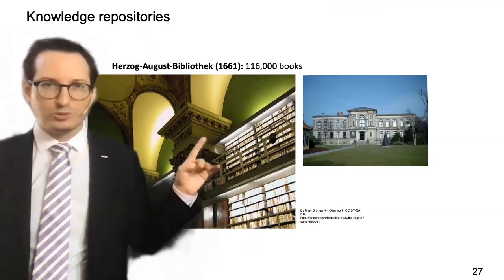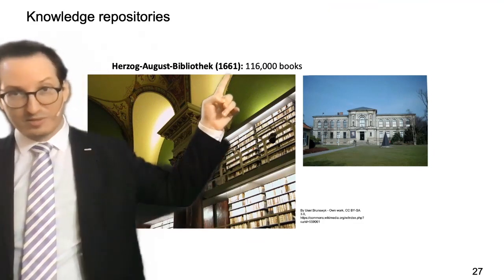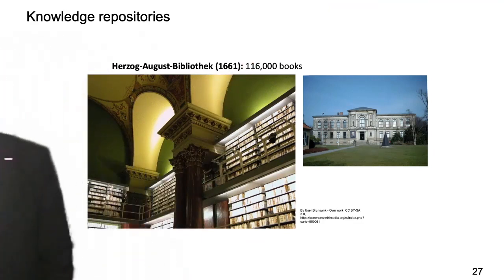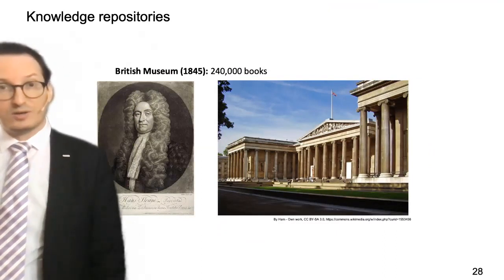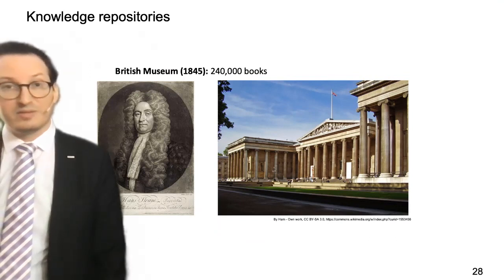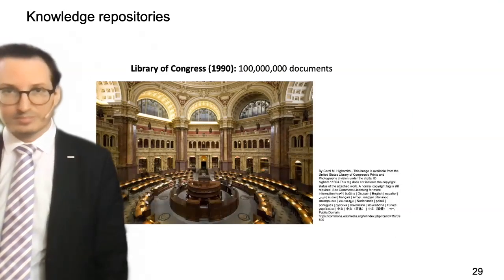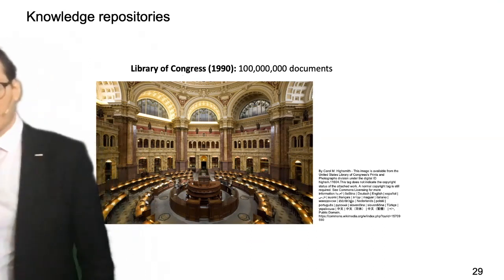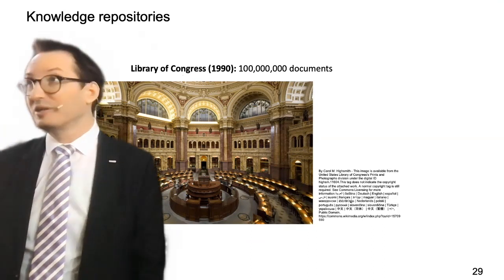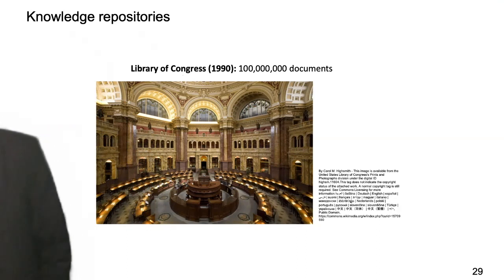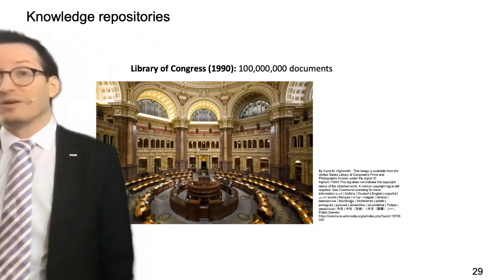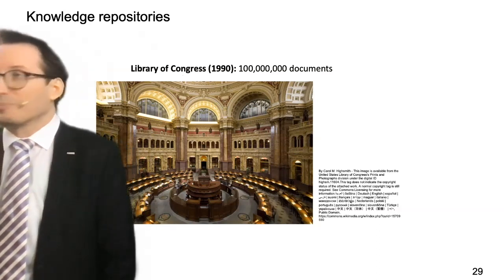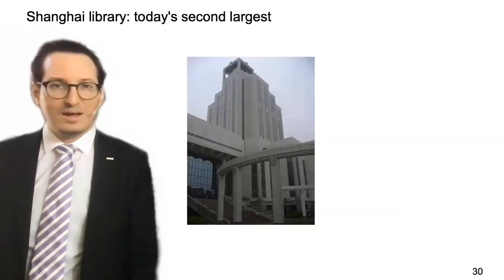So this is the Herzog August Bibliothek in Germany. It's the 17th century. We are here in the 6-digit number of books. There's the British Museum, which is also dating back in that case to the 19th century, 1845. And now in modern times, so the Library of Congress, it's quite recent, actually, 1990. We are here in the 9 digits number of documents. So documents can not just be books, right? It's also video, audio, music sheets, maps, and so on and so on.